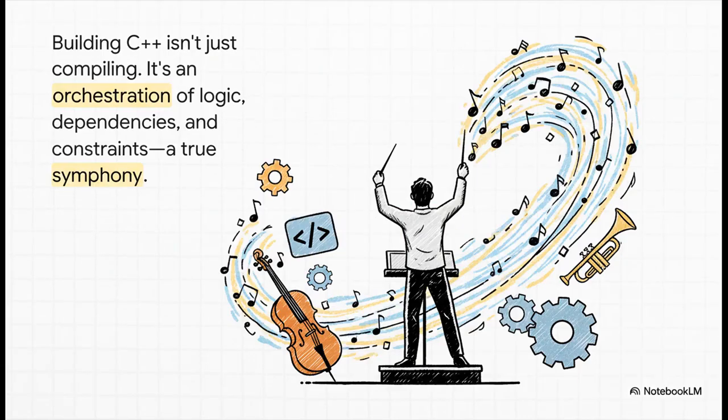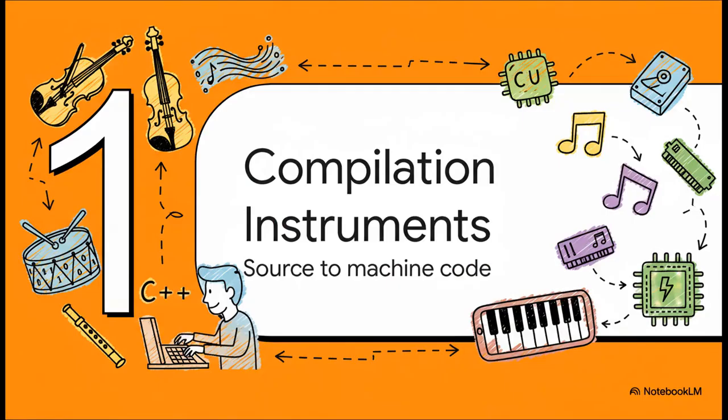So let's really lean into this analogy, thinking of the whole build process as a symphony. You've got your instruments, a musical score, a conductor. It's actually the perfect way to make sense of all the different moving parts. First things first, let's meet the musicians in our orchestra. These are the core tools, the individual instruments that have to work together perfectly to turn your human-readable code into a program your computer can actually understand and run.